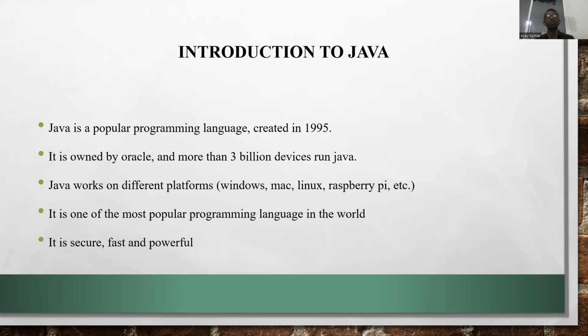It is one of the most popular programming languages in the world. We have many languages like Python, C++, and among these, Java is one of the popular programming languages to develop web applications or anything. It is secure and has fast performance. We can know that Java is secure because Java has classes, and it has access modifiers like private and public. We will discuss these later.